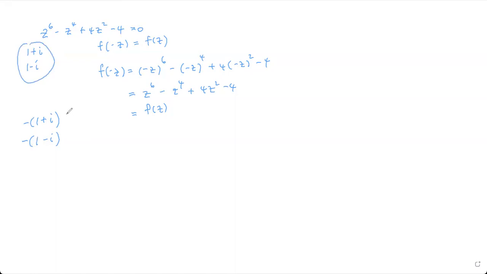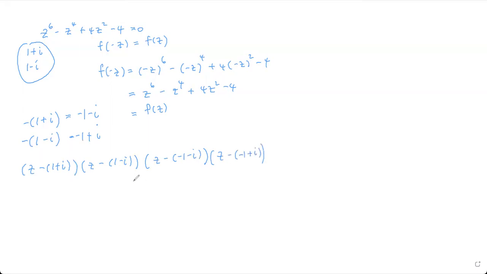Let's write out the roots. This is -1 - i, and this is -1 + i. Now I can get a quartic factor of this polynomial. It is made up of (z - (1 + i)) times (z - (1 - i)) times (z - (-1 - i)), and lastly (z - (-1 + i)).